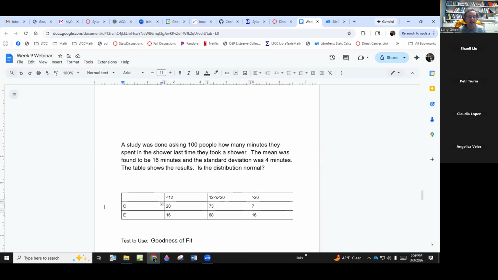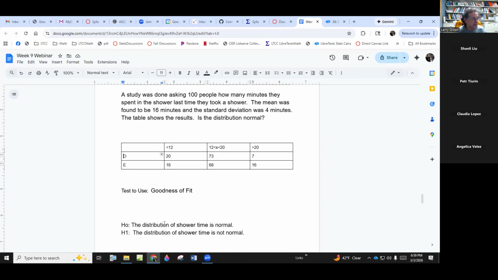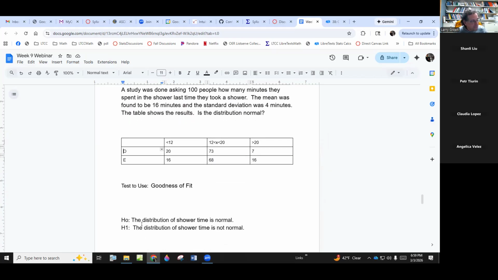Any questions on that? Okay, we're using a goodness of fit test. So we write H naught: the distribution of shower time is normal, because that's what we're testing. We're trying to show it isn't. That's H1: the distribution of shower time is not normal. Any questions on that? What's the next step?